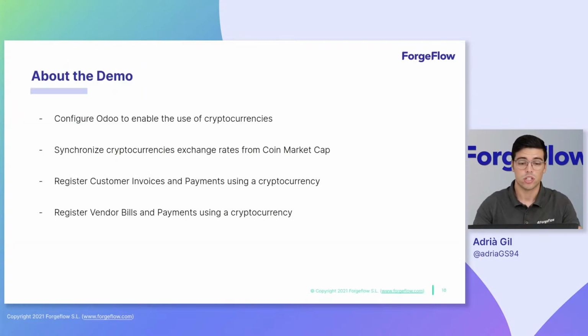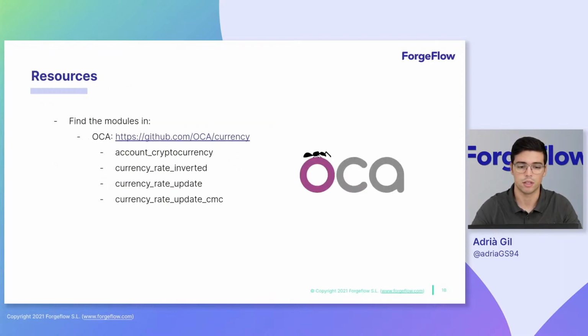So this was the demonstration. I have shown you how you can configure Odoo to enable it to use cryptocurrencies, using cryptocurrencies for customer invoices, payments, vendor bills, very easily in Odoo. Everything regarding the code can be found in the Odoo Community Association in the current repository. These are the 4 modules that I've been using.